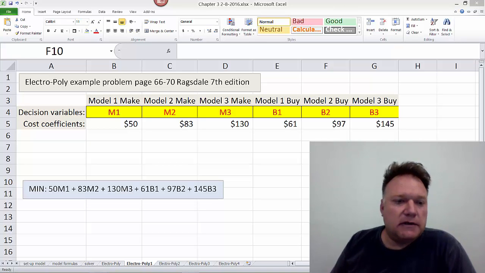Hello, this is Dr. Jeremy St. John, and now we're still looking at the Electro-Poly example, and now I want to model this thing.